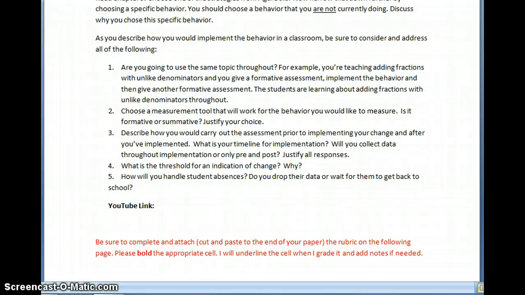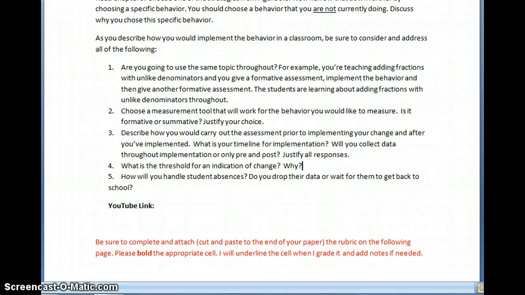Are you going to do some quick thumbs up, thumbs down, tell me if you know this? What exactly are you going to do? Is this going to be a formative assessment or a summative assessment? So you decide how exactly you would go about measuring whether or not that instructional strategy worked for you, and then justify your choice. Tell me why you chose that. And then I want you to think about how would you carry out the assessment.